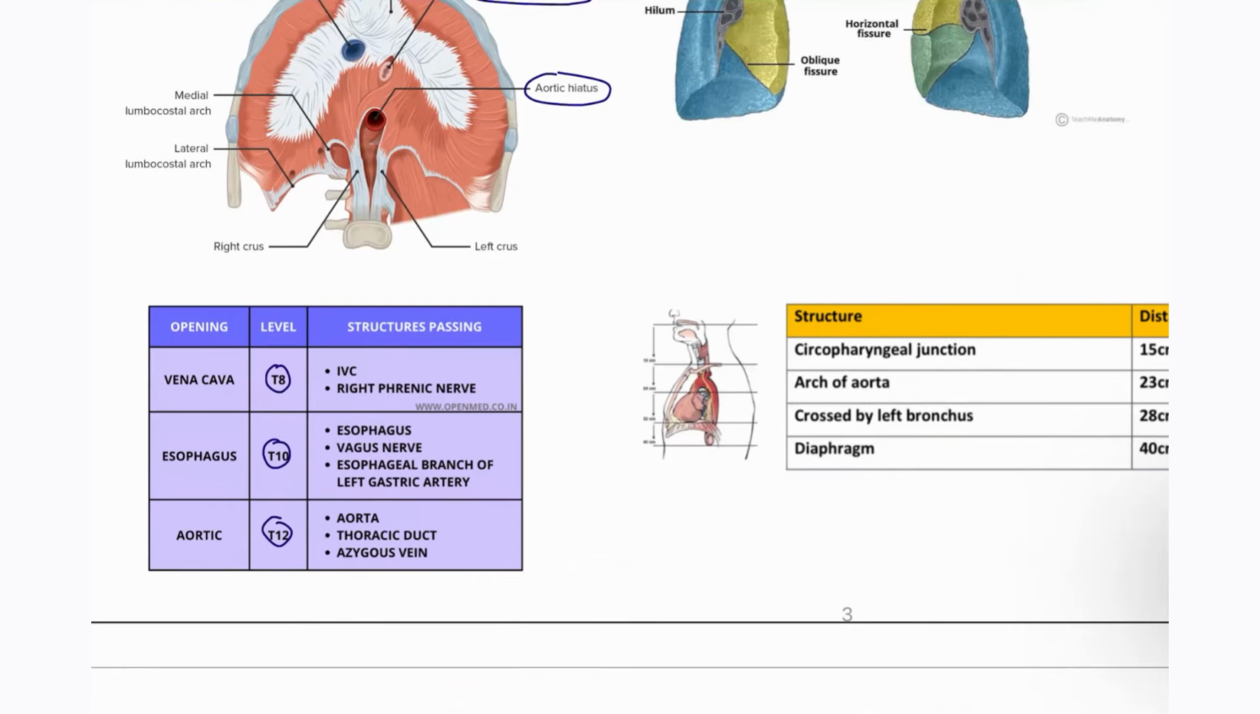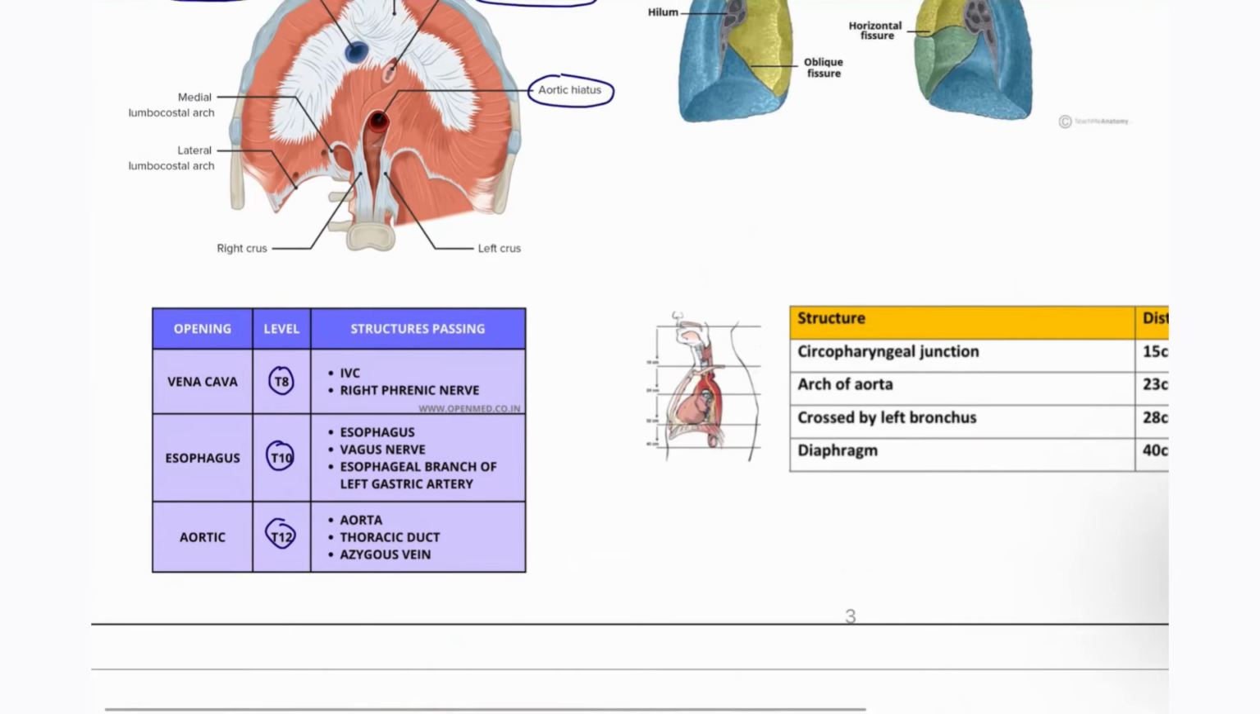Okay, next, coming to the structures that are passing: the IVC, inferior vena cava, and the right phrenic nerve. Okay, this is the right phrenic nerve. Through the esophageal hiatus, the vagus nerve and the esophageal branches of the left gastric artery. In the aortic hiatus, the aorta, thoracic duct, and also the azygos vein. These are the structures that are going to pass here.